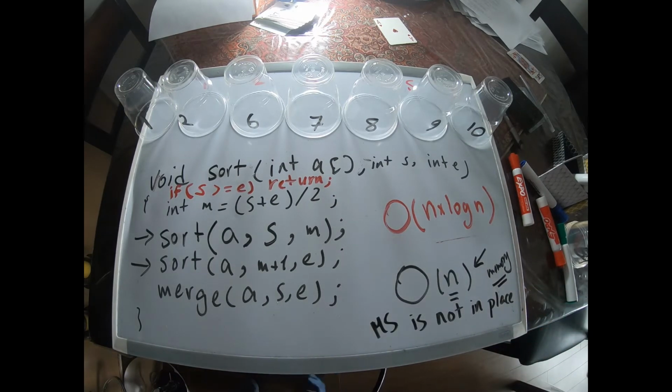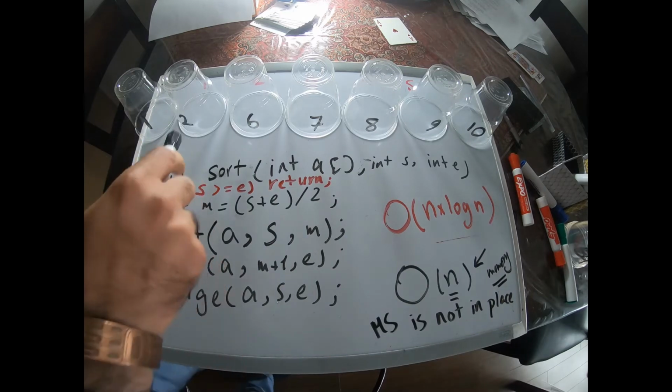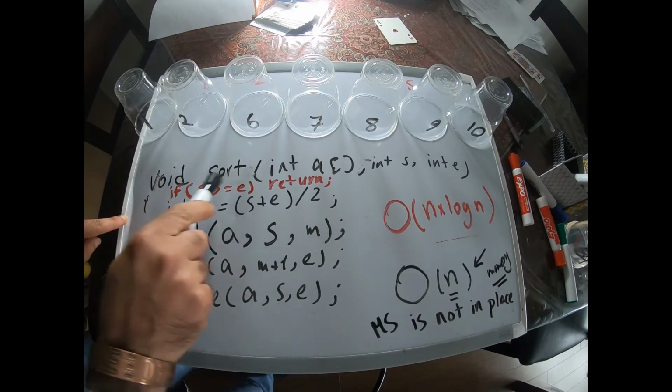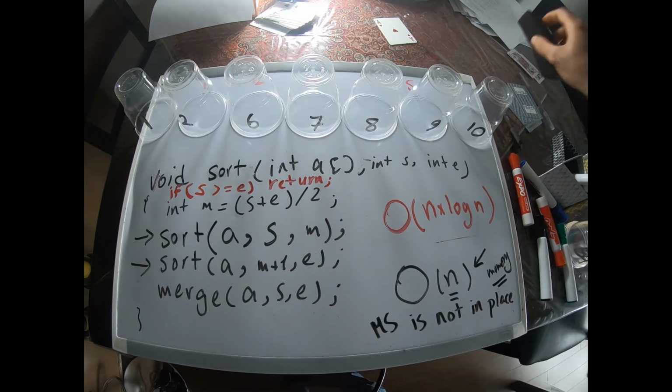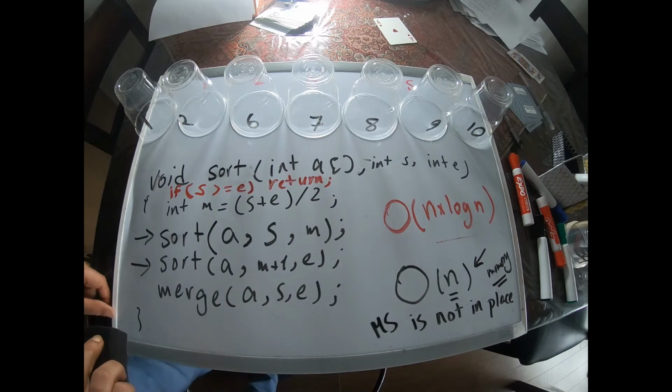You saw that when I had to sort this, when I had to merge them, I moved them into a temporary array and then moved it back to the array, right? So that's one of the disadvantages of merge sort.